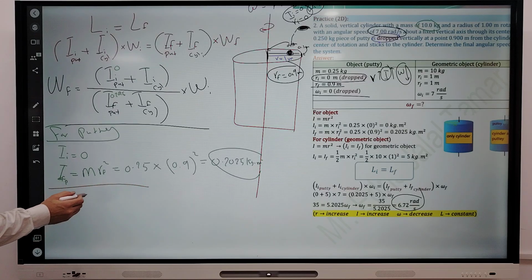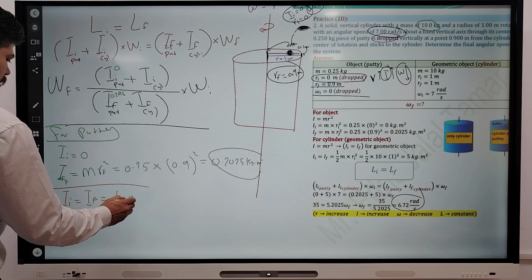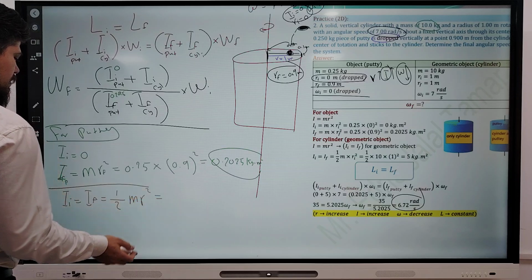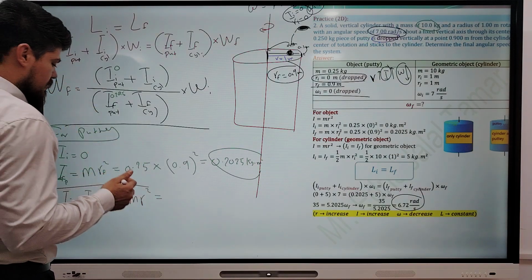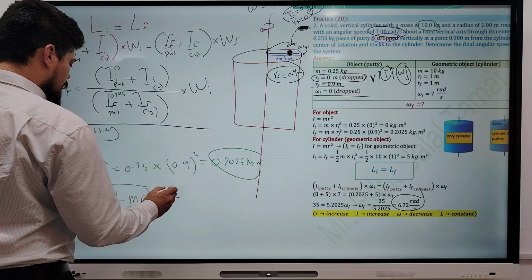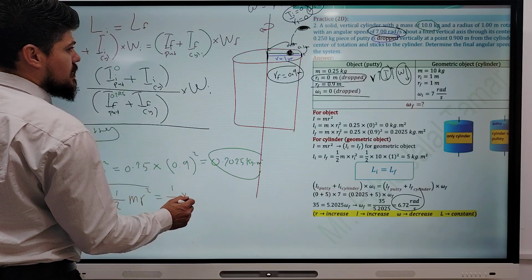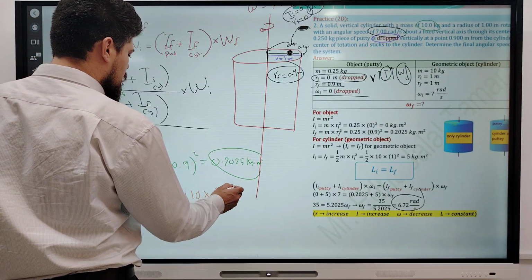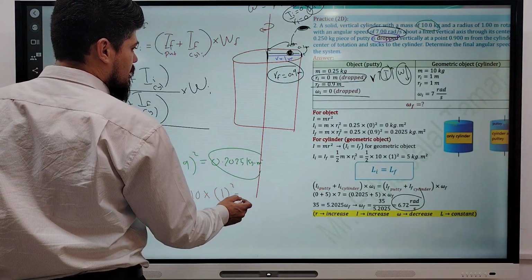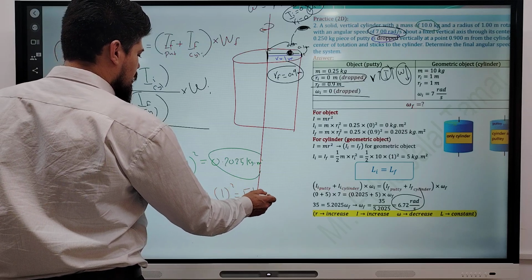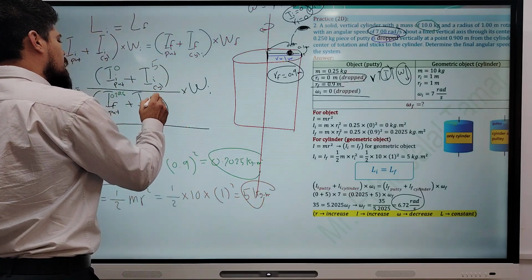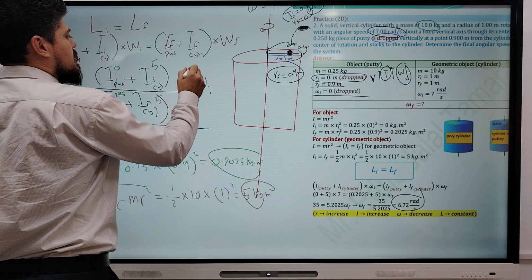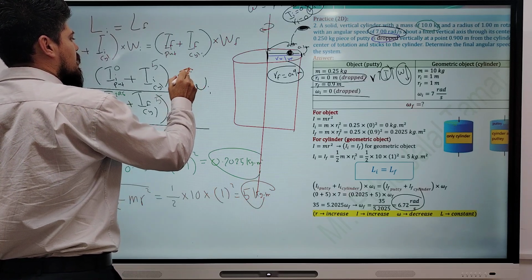So the moment of inertia for the solid cylinder, I initial is equal to I final, and the moment of inertia for a solid cylinder is equal to 1 over 2 m r square. We don't have initial and final because the radius and the distance from the axis of rotation does not change for the cylinder. 1 over 2 times the mass of the cylinder, 10 kilogram, times its radius, 1 meter, square, which is equal to what? 5 kilogram meter square. And we have 7 radian per second here.